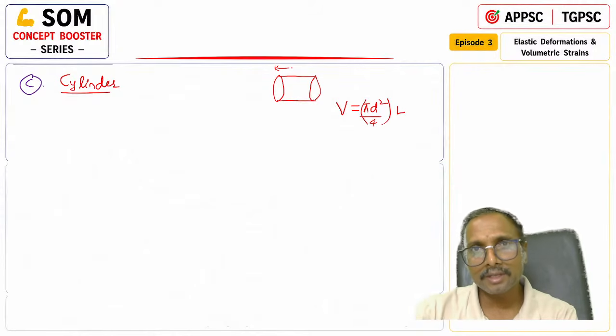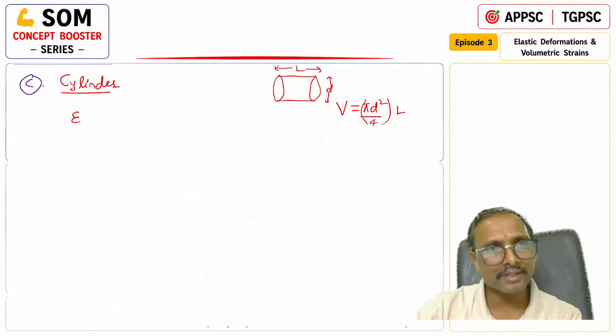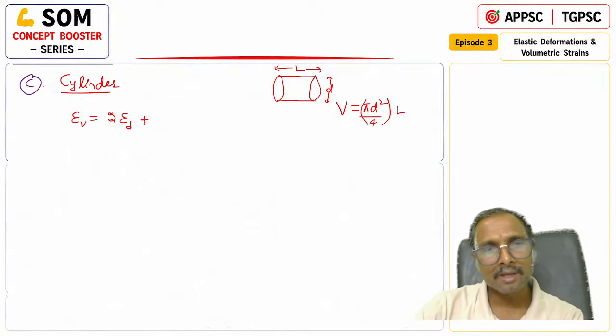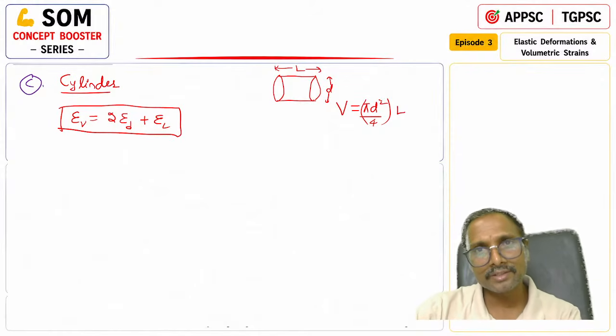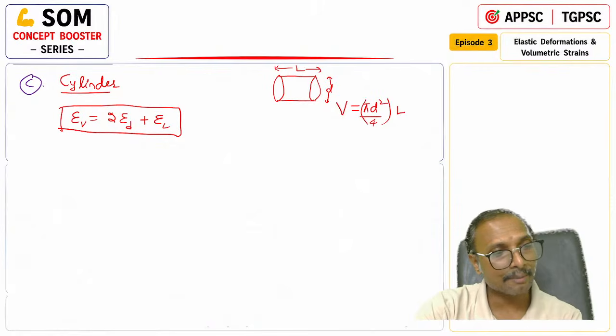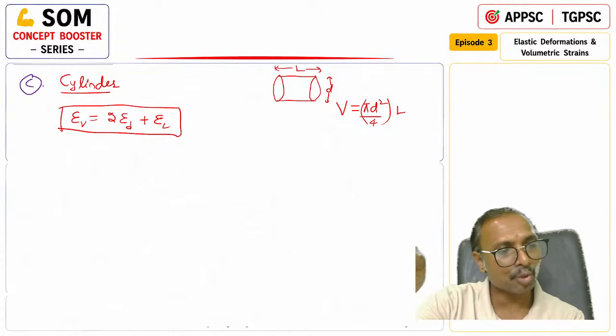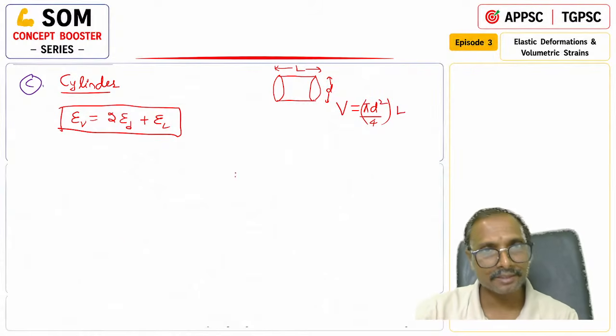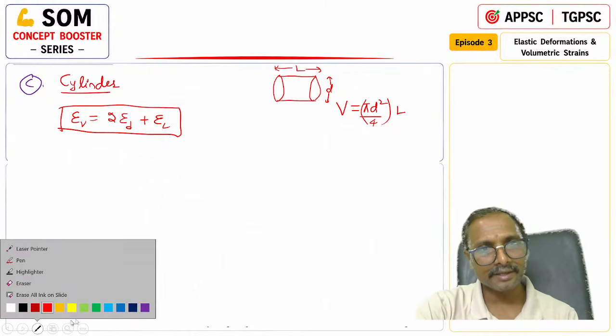So this is L, and this is the diameter D. So directly how can we write epsilon V? Epsilon V we can write as pi by 4 constant we eliminate. D square is there, so 2 times the strain in the diameter plus strain in the length. Directly we can write: D power 2 is there, so that 2 will come as a multiplication. Where A cube is there, that power 3 will come as a multiplication. Here D power 2 is there, that 2 will come as a multiplication, plus L is also there, no? L is there, so epsilon L comes. Is it correct? So directly we can write like that.